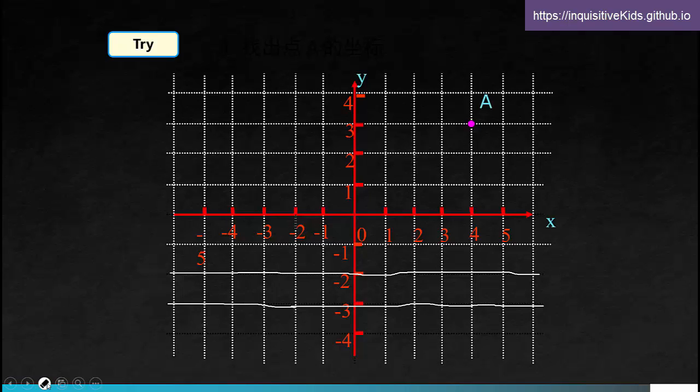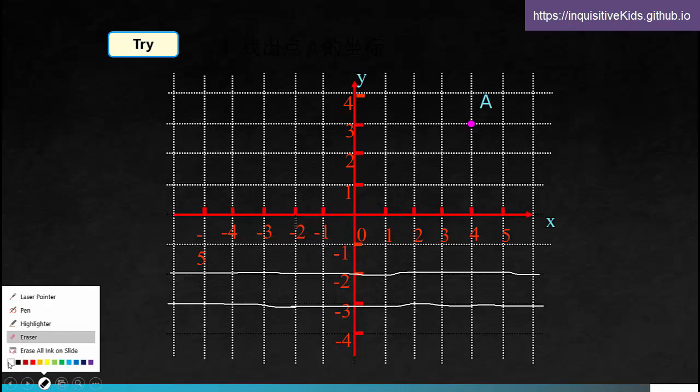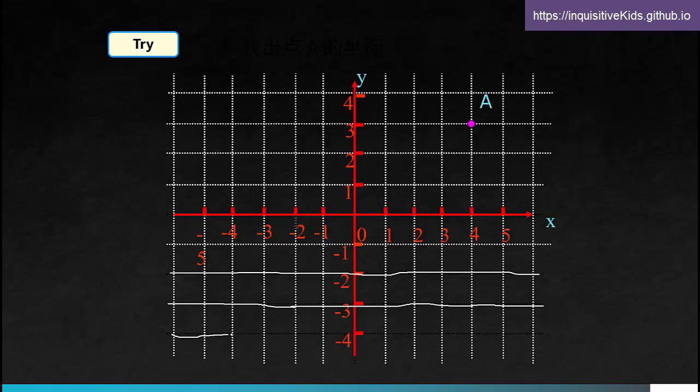First, we can draw a perpendicular line from point A to the x-axis. Since this line is perpendicular to x, it's parallel to y. We draw that line, and we land on 4, so the x-coordinate of A is 4. We do the same to the y-axis, and we land on 3, meaning its y-coordinate is 3. Put together, we get the coordinate pair 4 by 3.